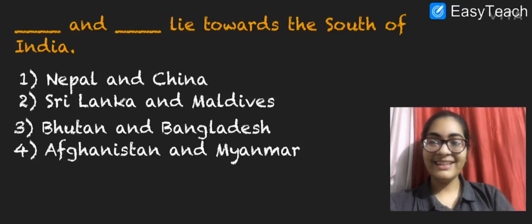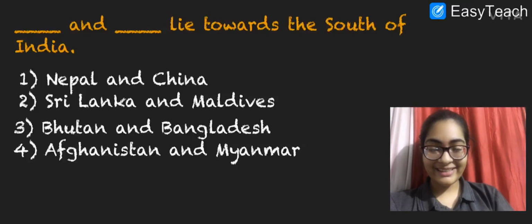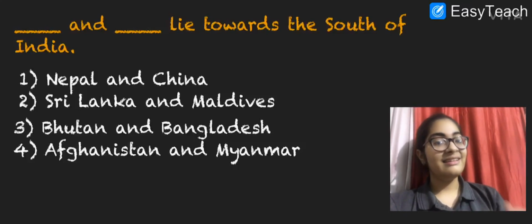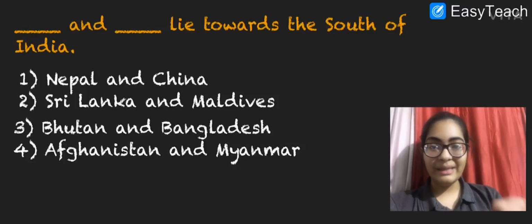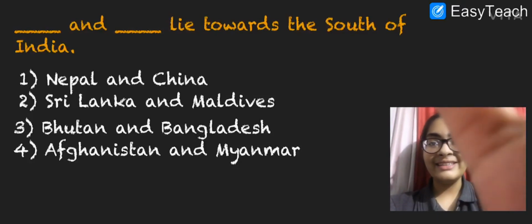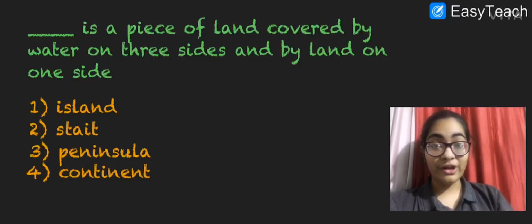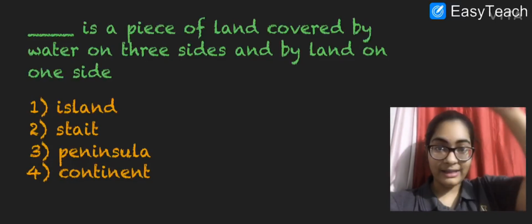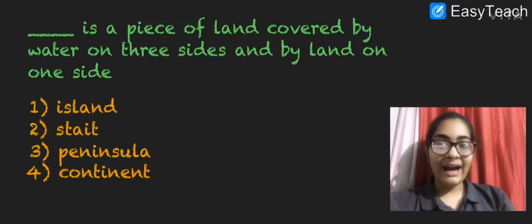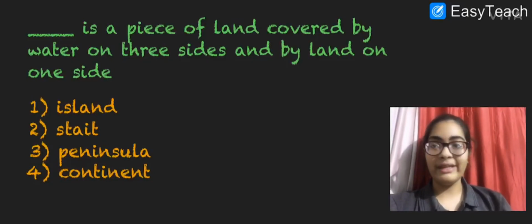Okay. 5, 4, 3, 2, 1. And time's up. What is the answer? Sri Lanka and Maldives. That is your second option. Easy peasy. Right. Next. Dash is a piece of land covered by water on 3 sides and land on 1 side. 3 तरफ पानी, 1 तरफ ज़मीन. बताइए. Island, strait, peninsula or continent. That's very simple.